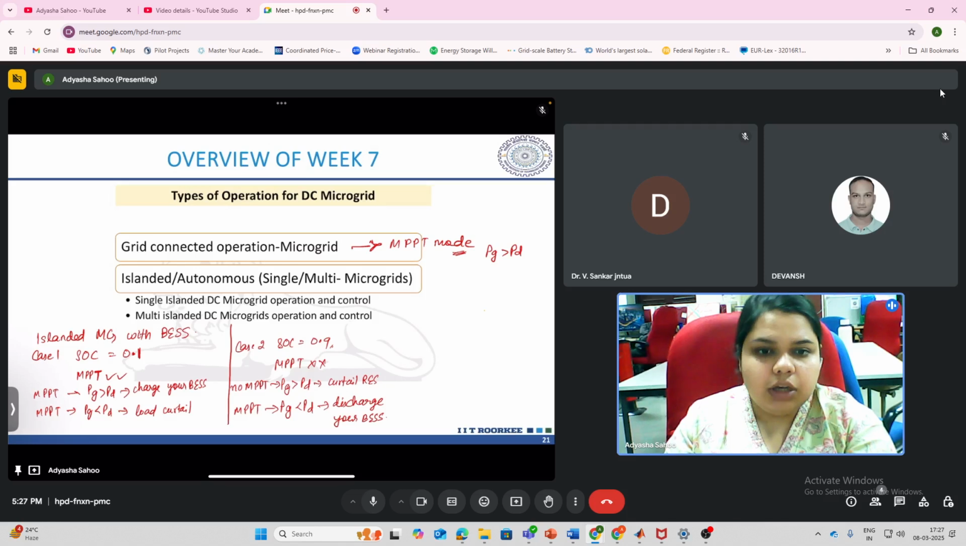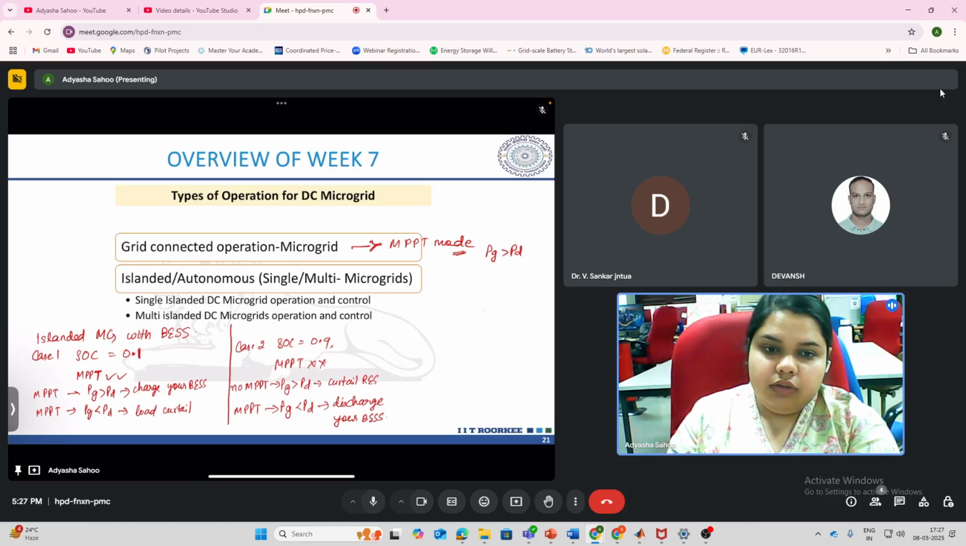Okay. So depending upon the SOC of your battery, it will depend whether you can operate in the MPPT mode or not in case of your islanded microgrids. But in the grid connected mode, you can always operate in the MPPT mode.